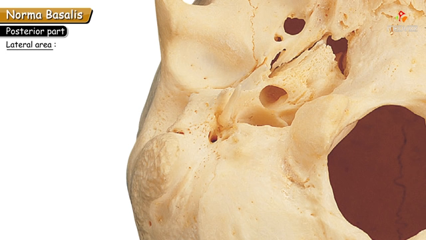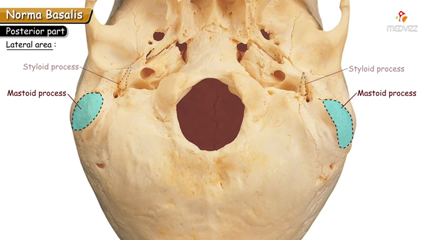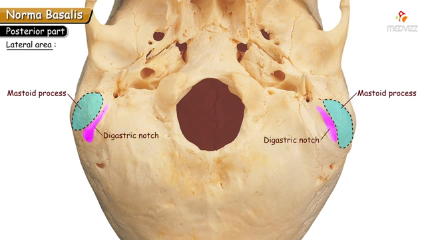The other bony prominences we can see in the posterior part are the styloid process of the temporal bone, which is seen in Norma lateralis also. It is a sharp conical projection near the tympanic part of the temporal bone. The blunt projection posterior to the external acoustic meatus, laterally on each side in Norma basalis, is the mastoid process. It is a prominent part of the temporal bone, posterolateral to the styloid process. The medial aspect of the mastoid process shows a deep groove known as the digastric notch.